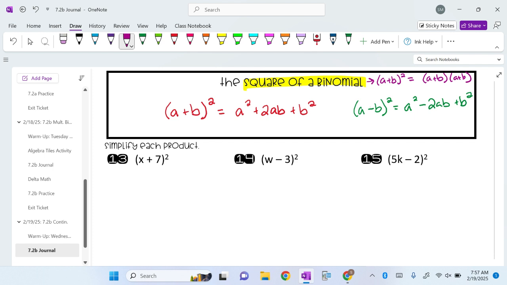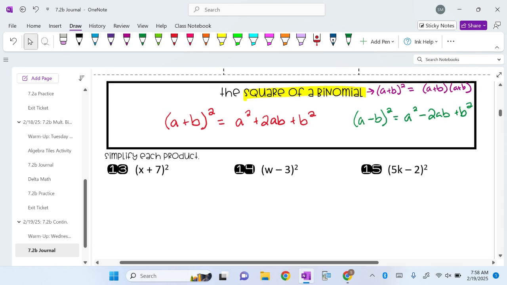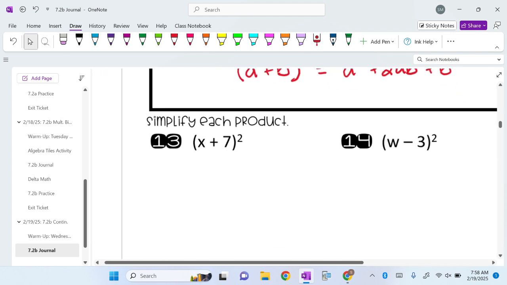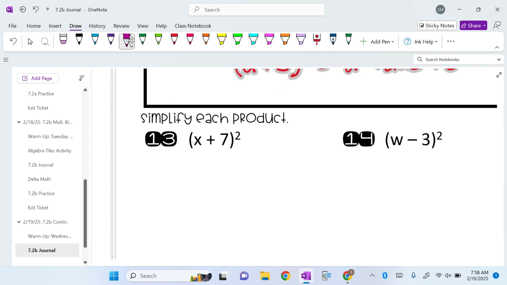So we're going to do some examples. I'm going to use the formulas for these first, and then I'll prove that it is the correct answer with either box or FOIL. All right. So first things first, with number 13. We have x plus 7 all squared. So if we think about it, it's the same thing as x plus 7 times x plus 7.